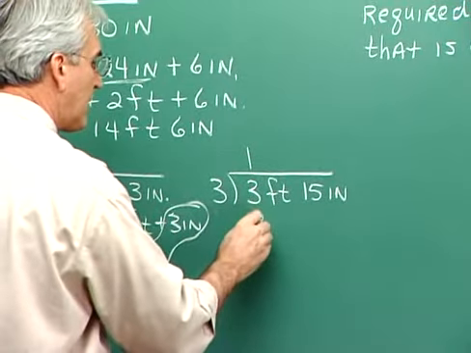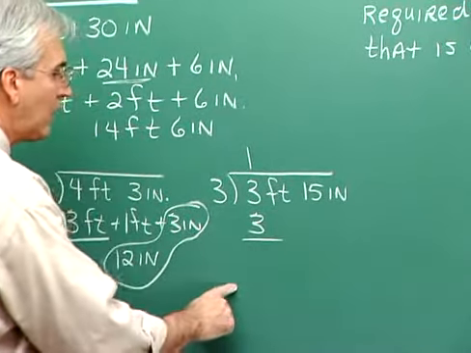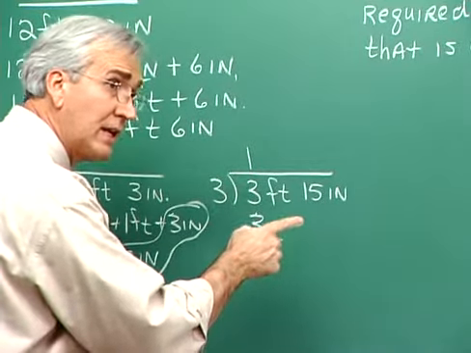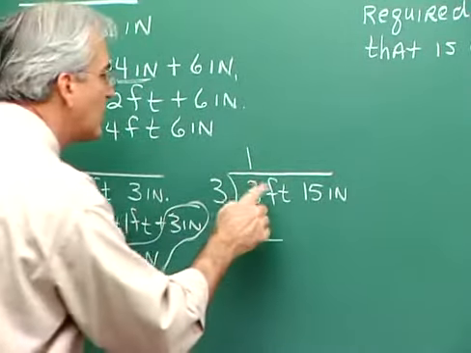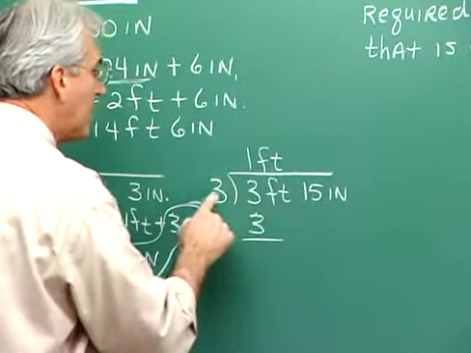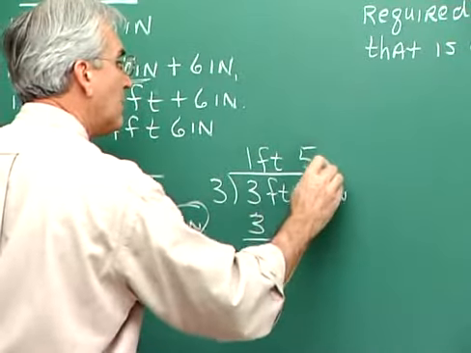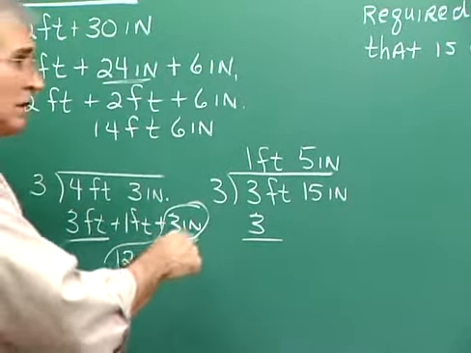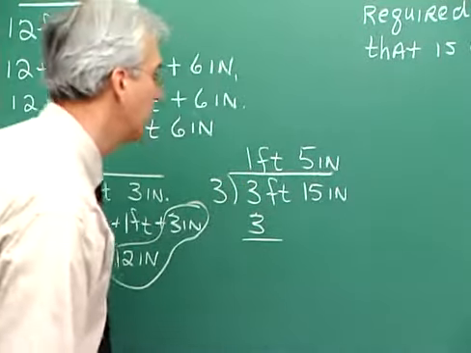All right, 3 into 3 goes 1. 1 times 3, 3. You see, the division goes evenly, and we don't have to pay any attention at this point to that conversion idea because we already did the converting. So it's 1 foot up here, and then 3 into 15, 5. So 5 inches. So 3 goes into 4 feet 3 inches, 1 foot 5 inches times. You see, that's the idea.